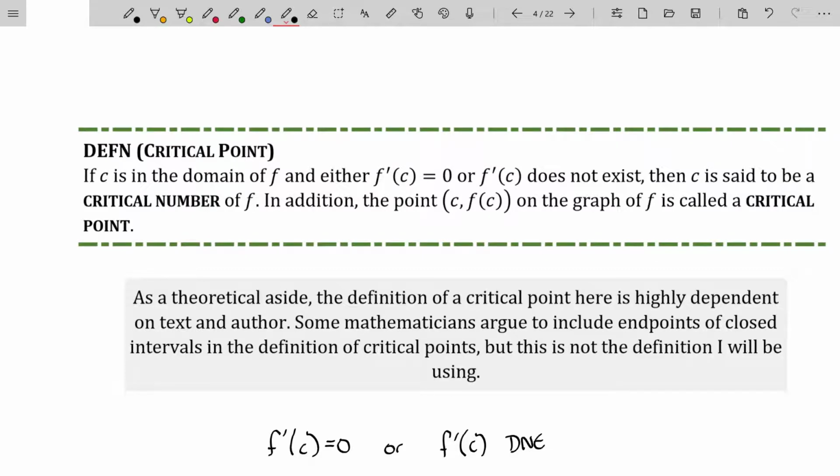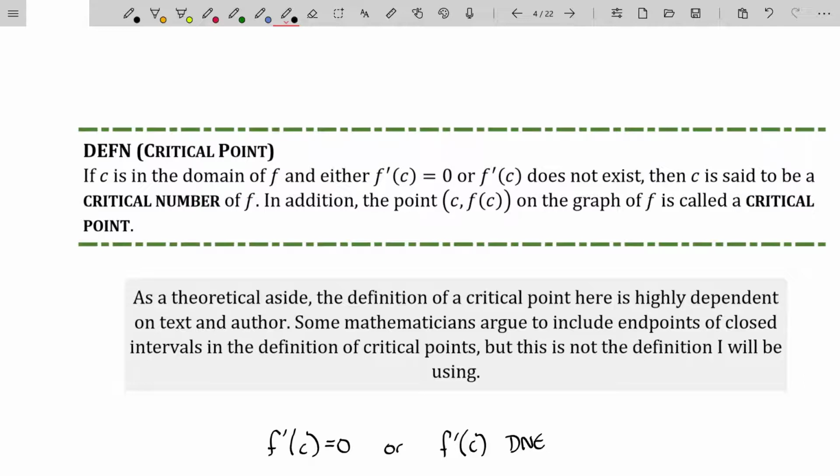So if you read that in a textbook or online homework or something like that, you're doing homework and it says state the critical values, they mean critical numbers. Now here's the deal. As a theoretical aside, the definition of a critical point here is highly dependent upon the text and the author. They all agree on one thing.